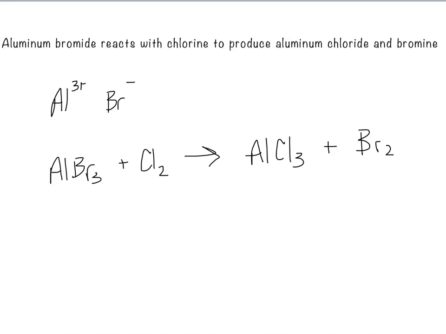And so in order to balance this, if I put a coefficient of 3 here and a coefficient of 2 there, that's going to balance my chlorines. And now to balance the aluminum, if I put a 2 there, I'd have to put a 3 there for the bromine. That is now the balanced formula equation.